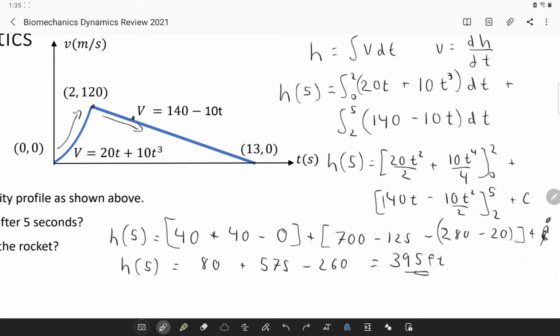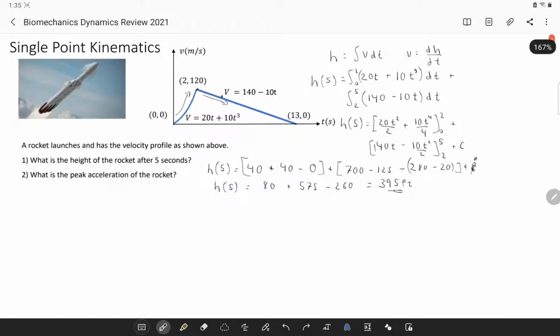All right. The second part of this problem wants us to find the peak acceleration of the rocket. Now, this could be fairly difficult if we want to solve this just analytically, because we would have to try and find the maximum. But if we know where the maximum occurs, then this is fairly straightforward. The maximum occurs when the slope is the highest, and the slope is highest just before this 2 second mark. We know that our acceleration is equal to the change in velocity over change in time.